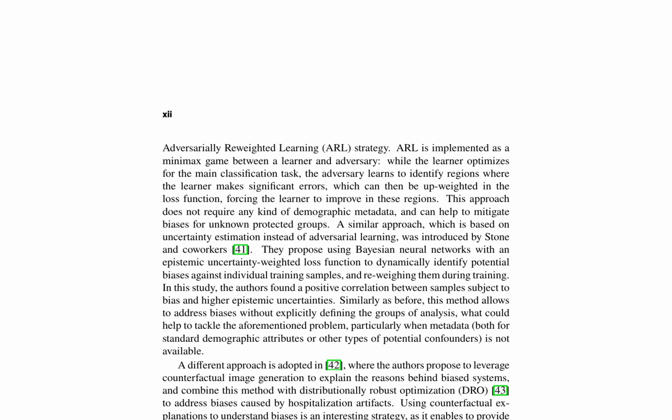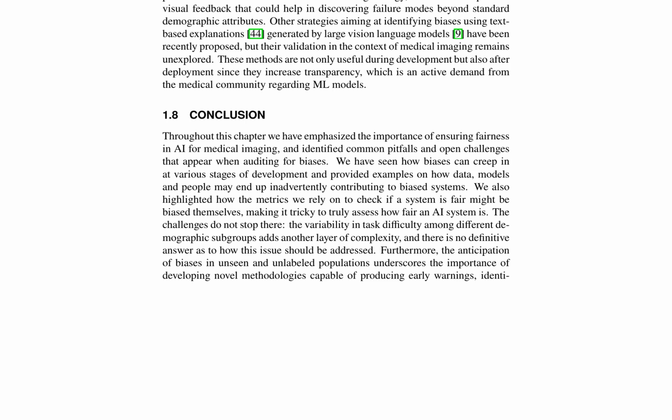A different approach is adopted in reference 42, where the authors propose leveraging counterfactual image generation to explain the reasons behind biased systems and combining this method with distributionally robust optimization (DRO) to address biases caused by hospitalization artifacts. Using counterfactual explanations to understand biases is an interesting strategy, as it enables providing visual feedback that could help in discovering failure modes beyond standard demographic attributes.